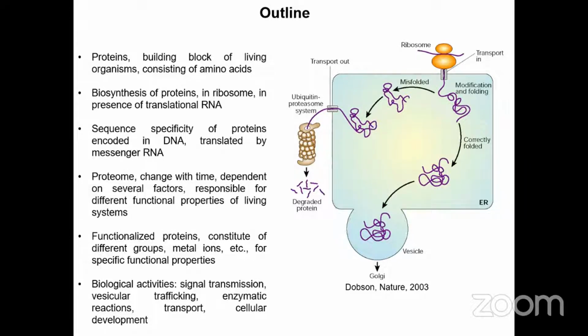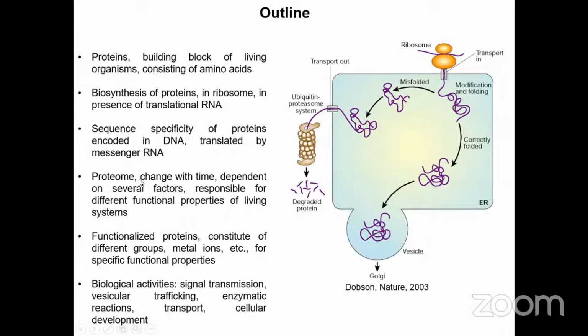synthetic pathway of protein folding, which is like: proteins are the building blocks of living organisms, consisting of amino acids, and biosynthesis of proteins happens in the ribosome in the presence of transfer RNA, and the sequence specificity of proteins is encoded in DNA, and the corresponding message is translated by the messenger RNA. And likewise, the protein is synthesized within the cells in the ribosome, and there are different pathways of protein folding, and the proteins which are folded get globular structures in due course of time, and the misfolded proteins go through enzymatic degradation and get excreted out.